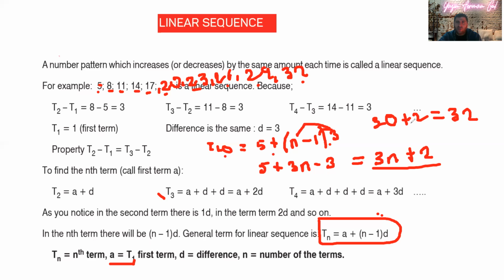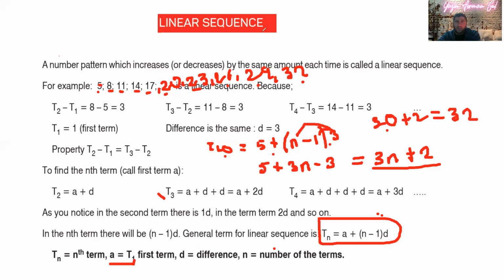And then you think now, what number were you asked? Tn was the 10th, and n is the number of the term. So 3 times 10 will be 30, because n is the 10th term, 30 plus 2 is 32. So the answer is going to be 32.